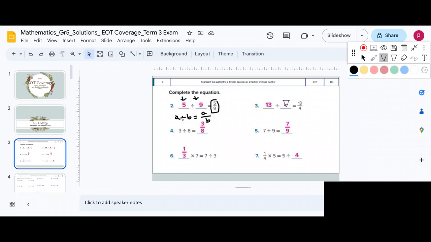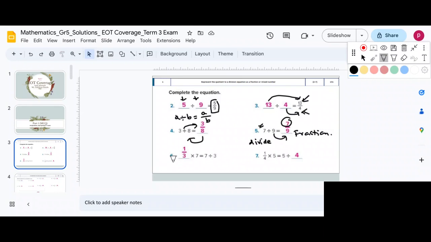It's the same with 13 divided by 4. This number will be in the numerator and this number will be in the denominator. So in the top you will have this one and at the bottom you will have this one. In the same way, if you have a fraction 3 by 8, you can write it as 3 divided by 8, that is, 3 upon 8. Question number 5 is also similar, 7 upon 9. This number will be in the numerator and this number in the denominator. When you divide two numbers, I can write it as a fraction.